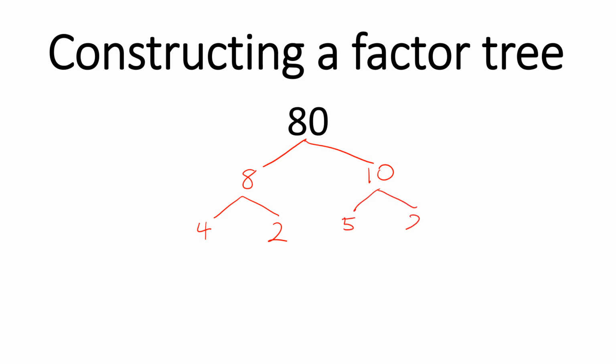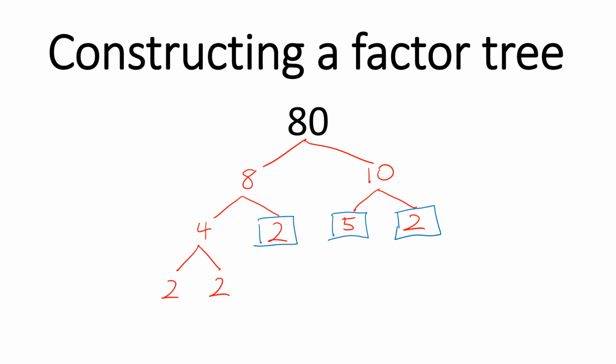And what 2 numbers multiply together to equal 10? 5 and 2. So let's put boxes around any prime numbers. 2 is a prime number, so I can put a box around that one. 5 is a prime number, so I'll put a box around that one. 2 is a prime number, so I'll put a box around that one. Is 4 a prime number? No, so I can't put a box around that one. And that means I have to factor that number further. So what 2 numbers multiply together to equal 4? And we have 2 times 2 again.